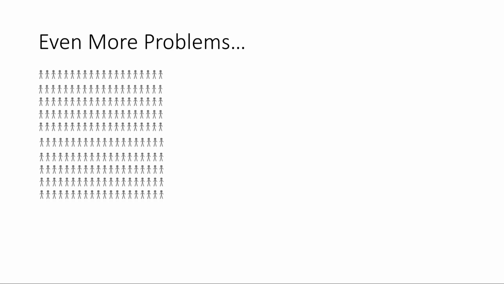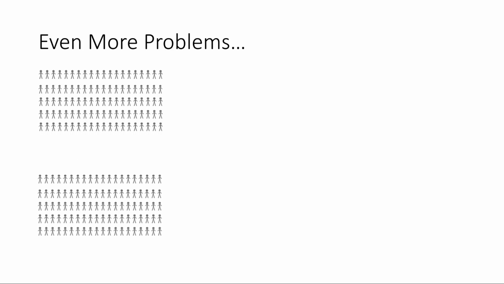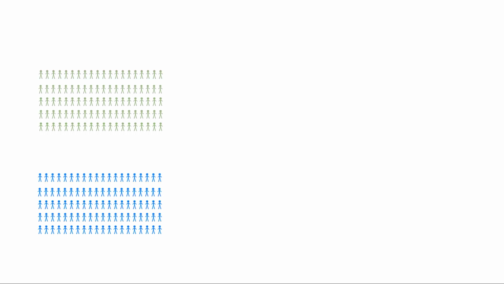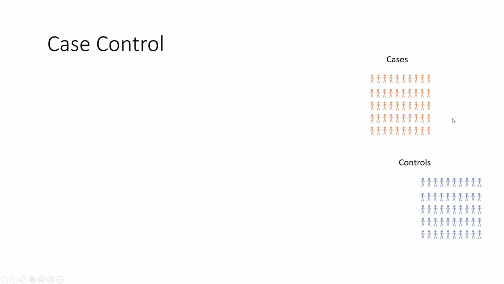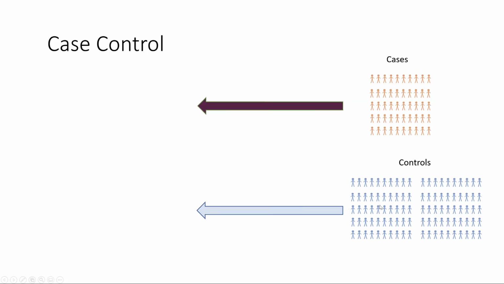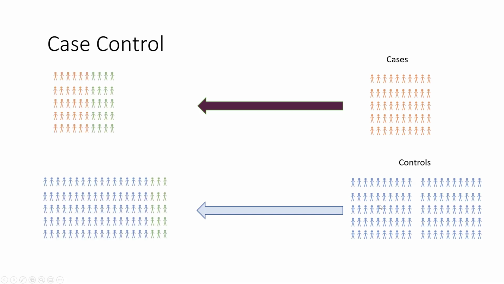Remember, we started with one sample from one population of 200 people. We then measured exposure and followed them over time and looked at the proportion of cases in each group. But for a case control study, we assemble a group of cases and then we match them to a group of controls. And typically we do 1 to 1, or we can do 2 to 1, or 3 to 1, or 4 to 1. Let's do 2 to 1 in this case. And then we look backward and determine the proportion of exposure in each group.